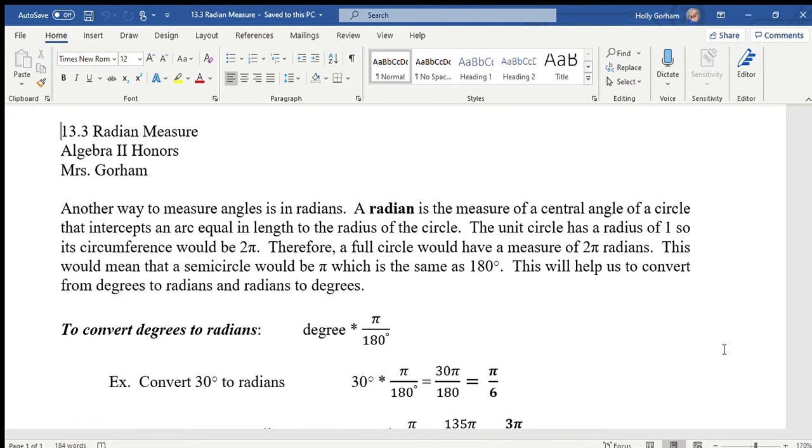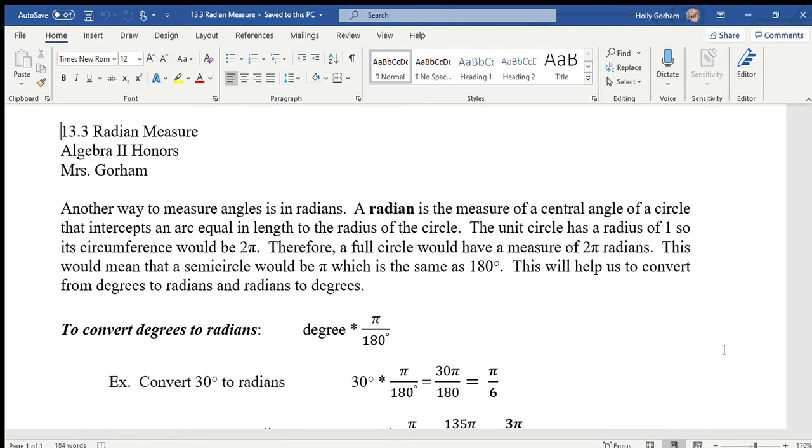So what's a radian? Well, a radian is the measure of a central angle of a circle that intercepts an arc equal in length to the radius of the circle. Basically, what that means is when we talk about the unit circle, if the unit circle has a radius of 1, then its circumference would be 2 pi, since circumference is 2 pi times radius. So therefore, a full circle would have a measure of 2 pi radians.